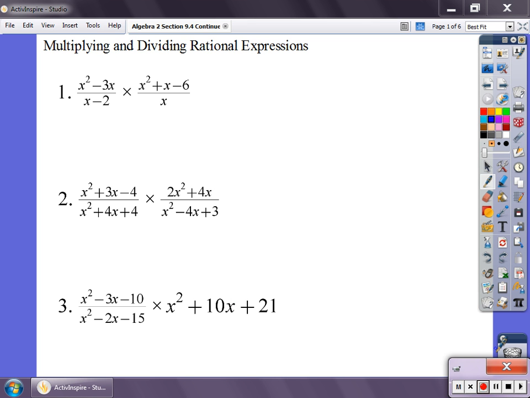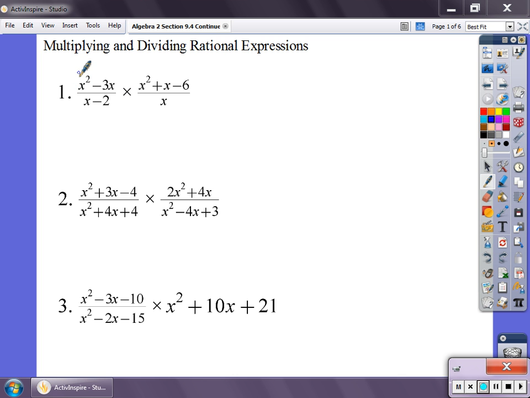Okay, so continuing our lesson from today, we're going to now start multiplying and dividing rational expressions. And this really isn't so bad. It's basically taking the same keys and same ideas that we use, and we're just doing a little bit more. So we're going to factor everything we can.